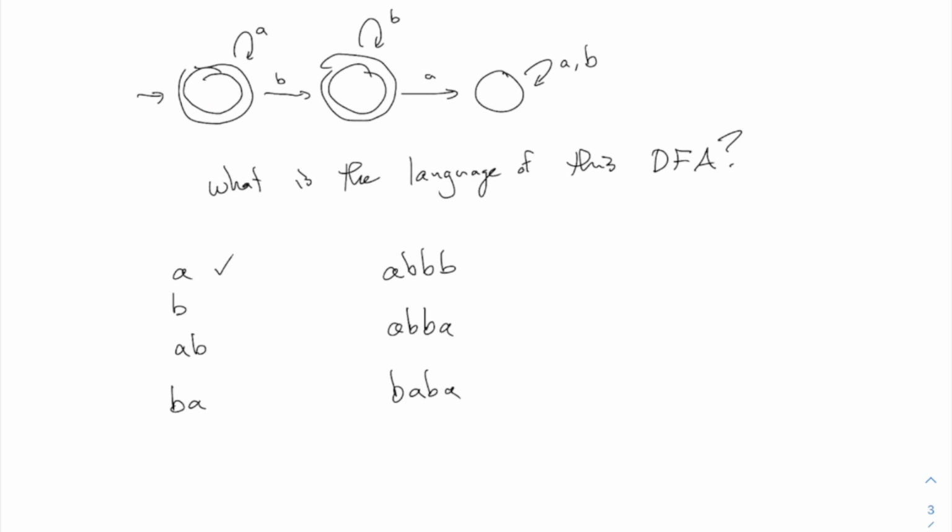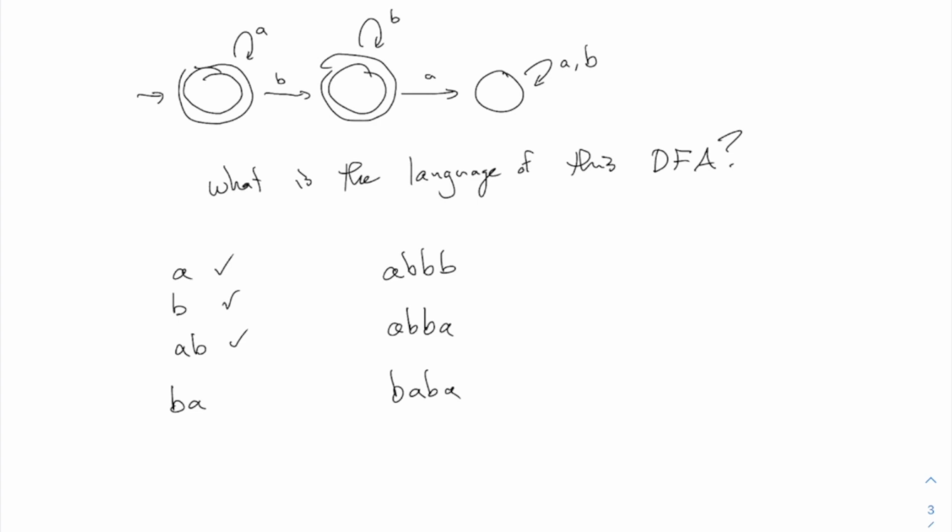What about B? What do you say? Is B accepted? Yes. I see the heads nodding. If you start with B, you start here, you do B, that is accepted. So B is accepted. How about AB? That would be here. A is still here, and then B goes over here. Still accepted. So this is accepted.